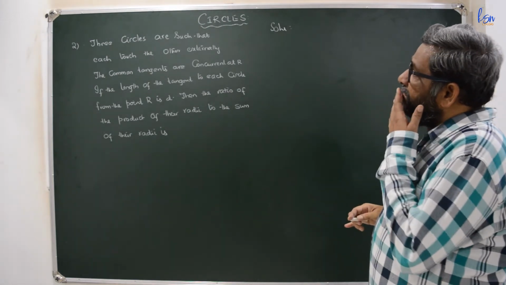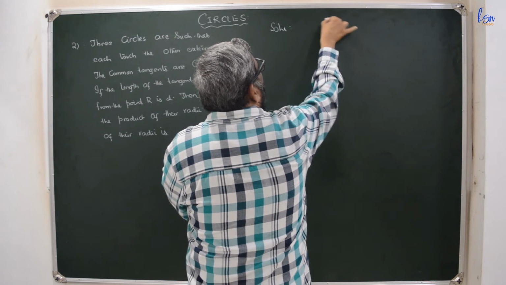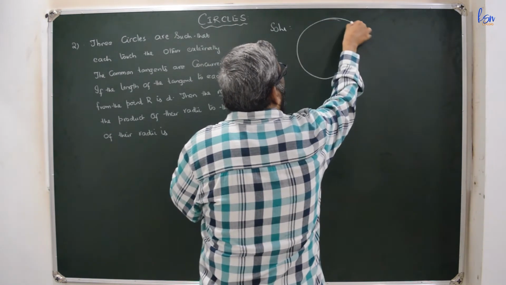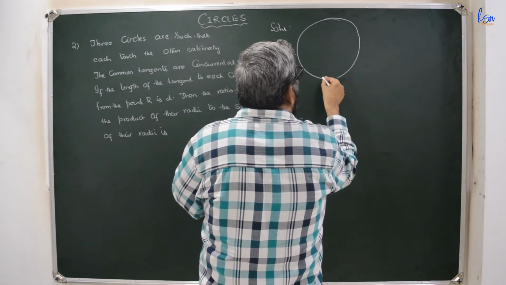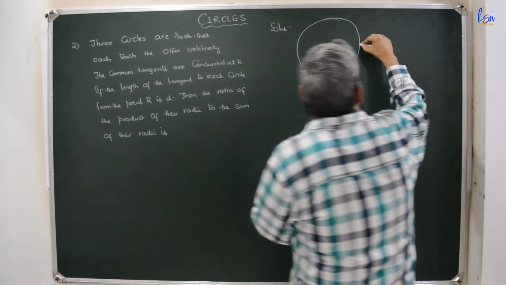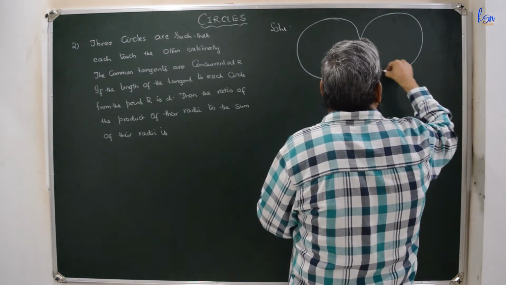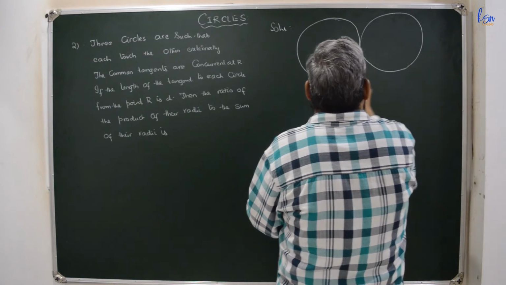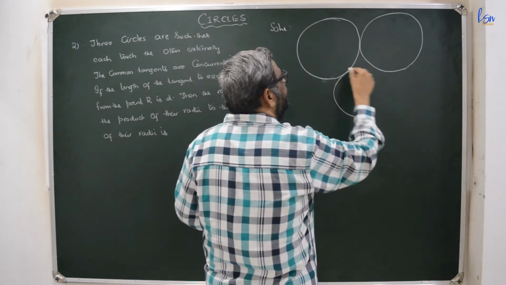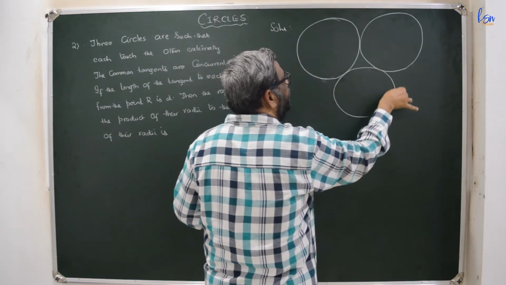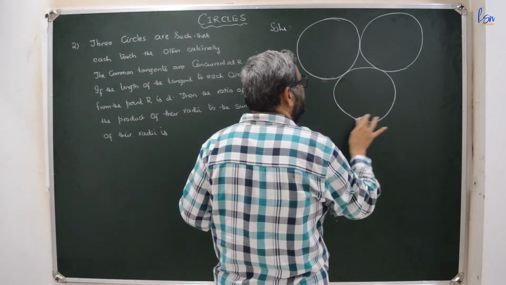Three circles are such that each touch the other externally. We will consider three circles. This is one circle. And this is another circle which is touching this circle externally. And there is one more circle which touches these two circles externally. So like this, these three circles are touching each other.